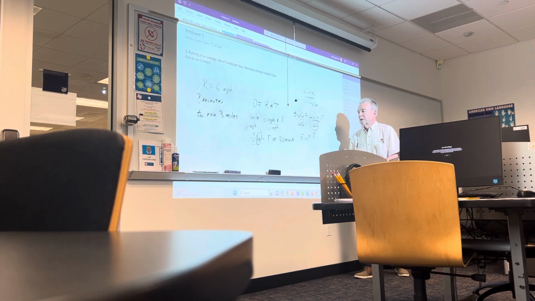Distance equals rate times time is used in a lot of problems. Sometimes they're a little bit trickier. You know, like they have 2 trains, one going this direction and one going this direction. This one's going 60 miles per hour. This one's going 50 miles per hour. How long until they are 110 miles apart?